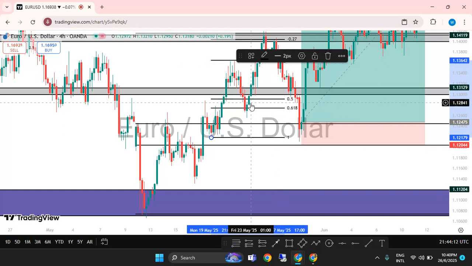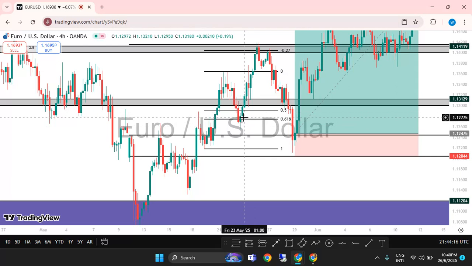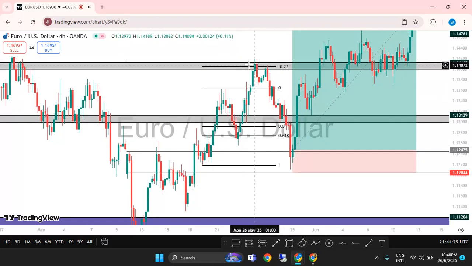See, the market tapped into the zone. We made a rejection of this zone here. As you can see, this green candlestick formation that formed here made a rejection and headed to the upside. See, it headed to the upside to TP1.